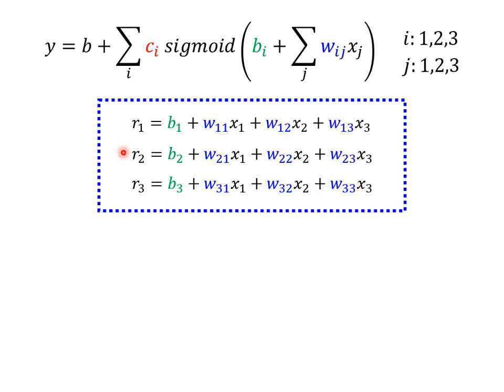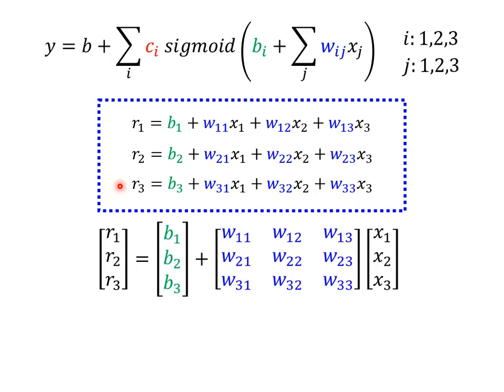Multiply x1, x2, x3 by different weights and add different biases. That is, different b will get different r. Then these three formulas, this series of calculations, we can actually simplify. If you are familiar with linear algebra, it can be simplified to the multiplication of a matrix and a vector. Put x1, x2, x3 together into a vector. Put all the w here together into a matrix. Combine b1, b2, b3 into a vector. Combine r1, r2, r3 into a vector.